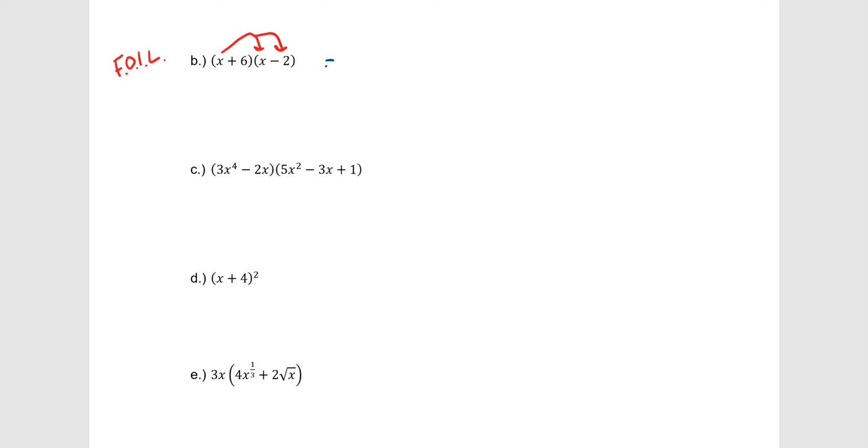So let's do that. It's going to be x times x minus 2. x times x is x squared. x times negative 2 is negative 2x. And next we're going to multiply the second term from the first one into both terms in the second one. So multiply 6 by x minus 2, and that's going to give us plus 6x minus 12. This time we have to combine like terms.